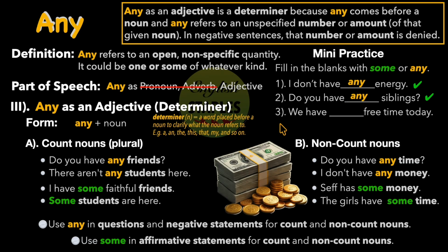We have free time today. Which will it be? We have some free time today. I totally agree with that because this is an affirmative sentence. And we see that here. We use some in affirmative.